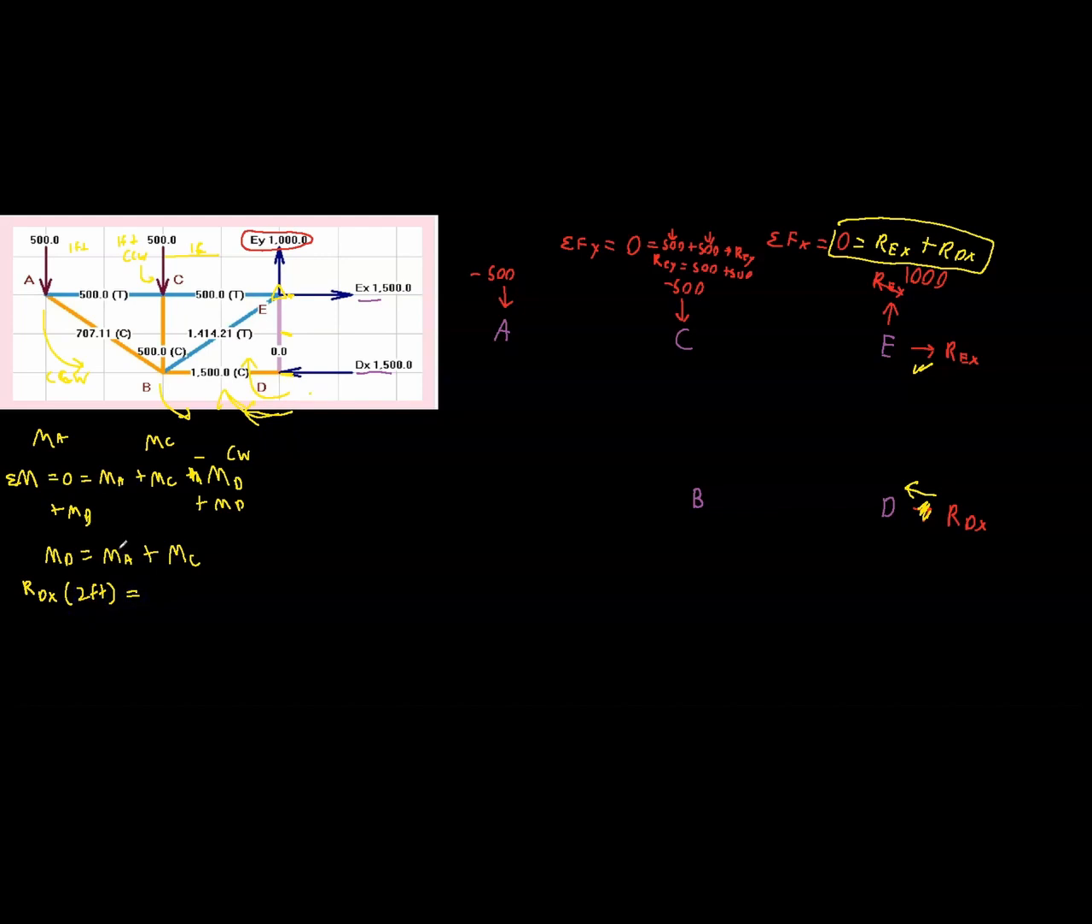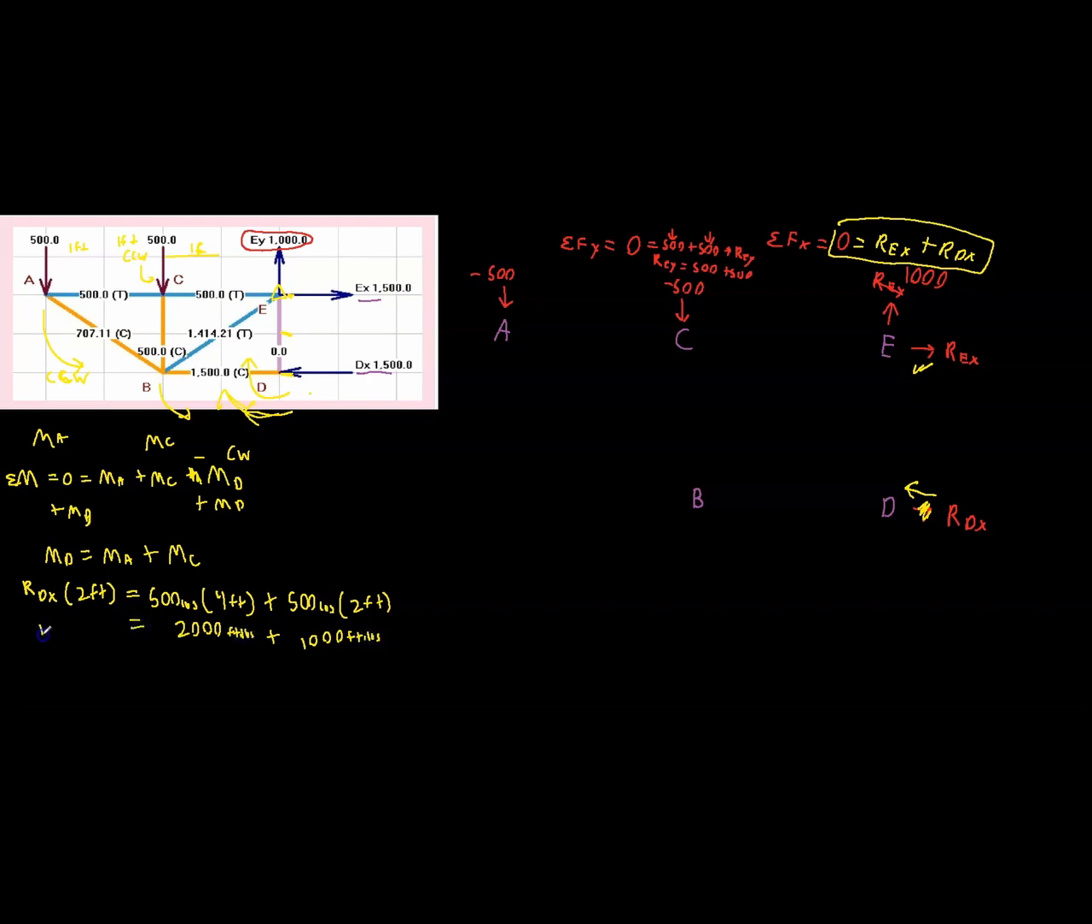And that has to be equal to moment A, which is 500 pounds, the force, times its distance from the pin, which is 1, 2, 3, 4 feet. And that is added to moment C, which is also 500 pounds, times 2 feet from the pin. And so what do we get here? Well, we get 500 pounds times 4 feet would be 2,000 foot-pounds, plus 1,000 foot-pounds.